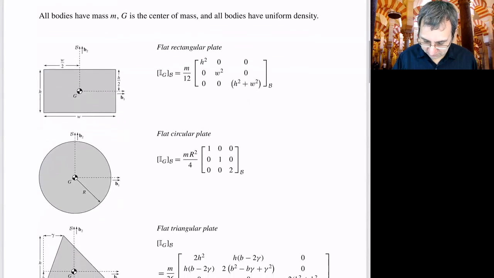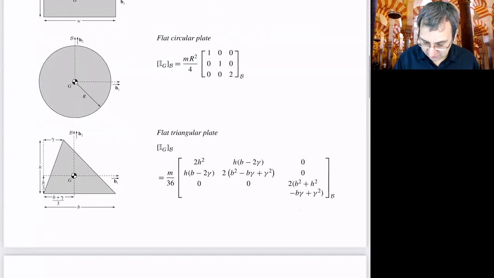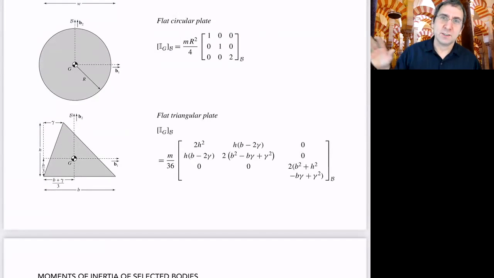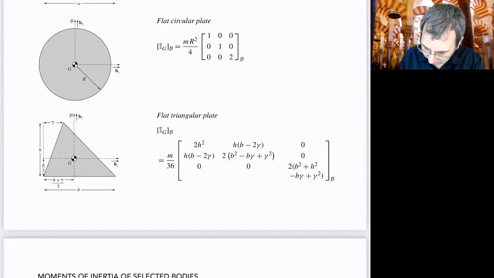For a flat circular plate, that's just what I showed already, and any directions, because of the symmetry, B1 and B2 will also be principal axes. This is showing the flat triangular plates. This would be a good thing to compare with. Oh, don't take screenshots now. You don't have to. I'm going to provide this. This one has this extra gamma thing. This is just showing an even more arbitrary triangular plate. It doesn't have to be a right triangle.